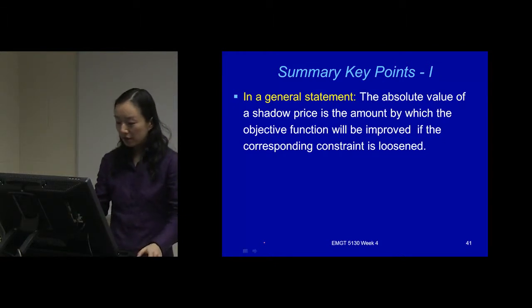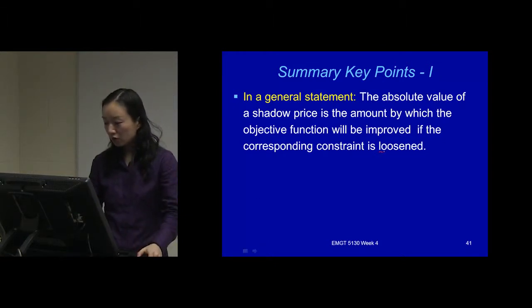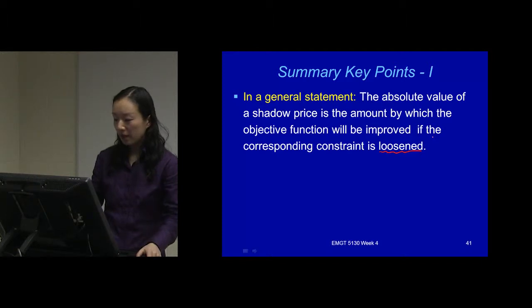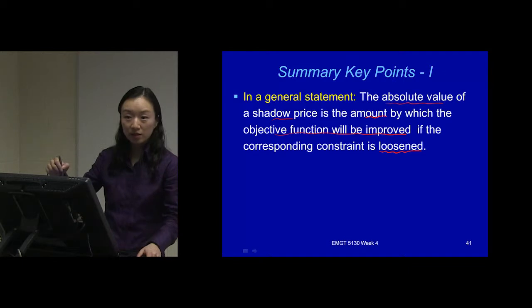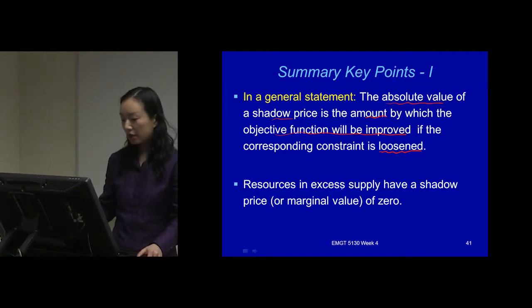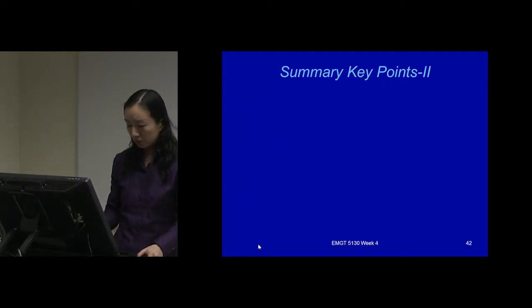So that's what it's saying here. If the constraint is loosened, which means you improve the feasible region, enlarge it, the absolute value represents the amount that the objective function will be improved. If it's a maximization problem, that means the objective function value will be increased. If it's a minimization problem, that means the objective function will be decreased. And the resources in excess supply, which is a non-binding constraint, will have a shadow price of 0.